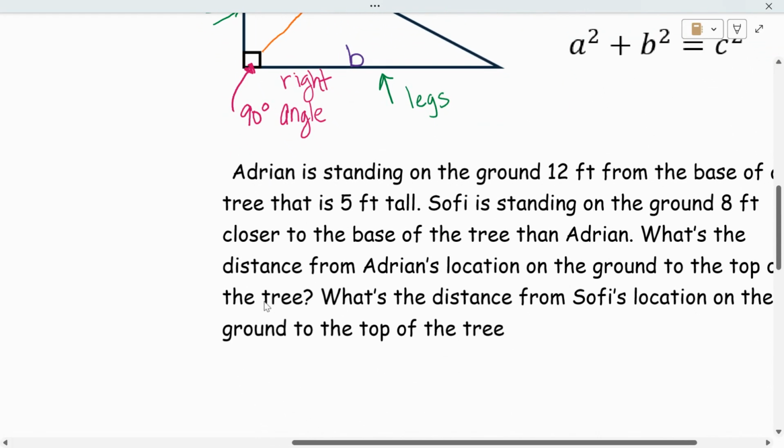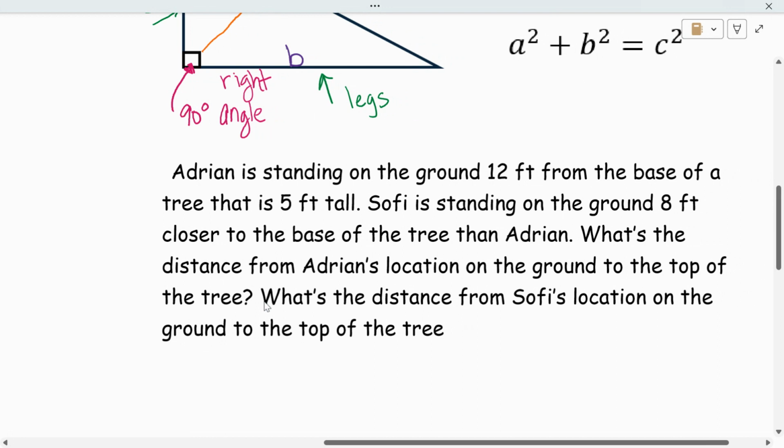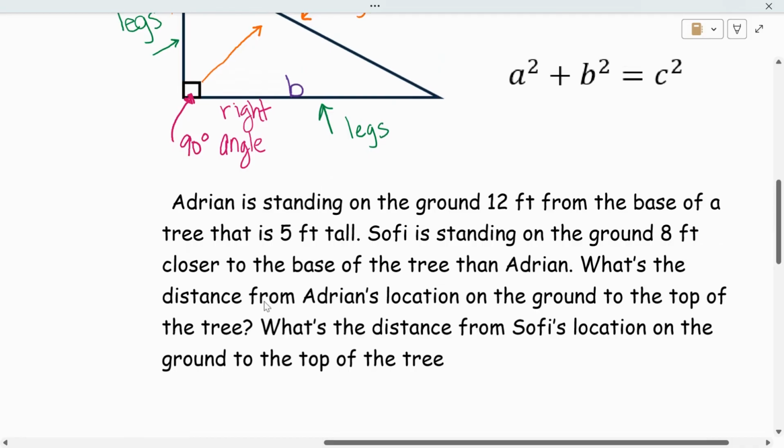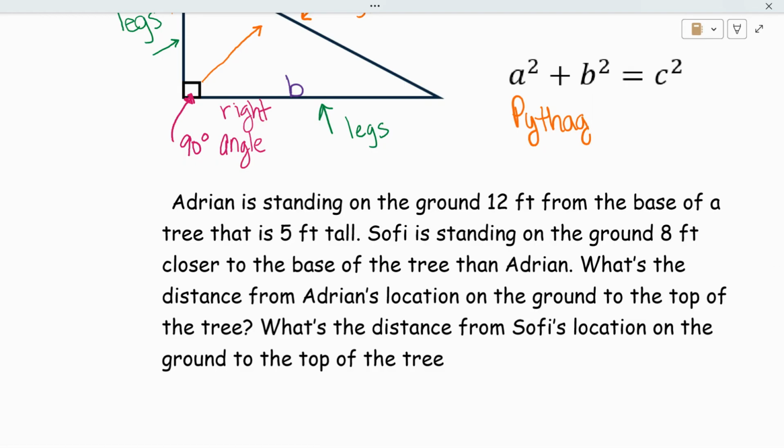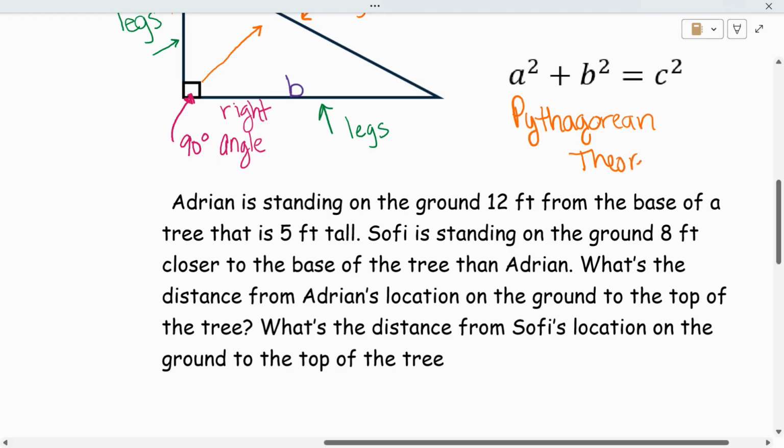So we're going to start with a word problem, because that's pretty much what all of our Pythagorean theorem models are about, real world applications. And here is the Pythagorean theorem: a squared plus b squared equals c squared. Anytime we start with a word problem, I want you in your brain to be thinking of a sketch that we can do.